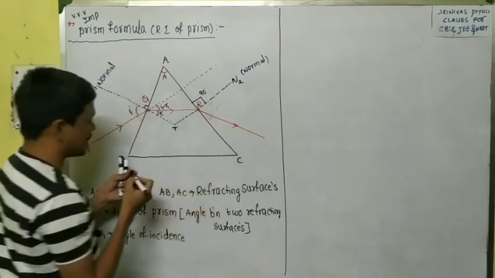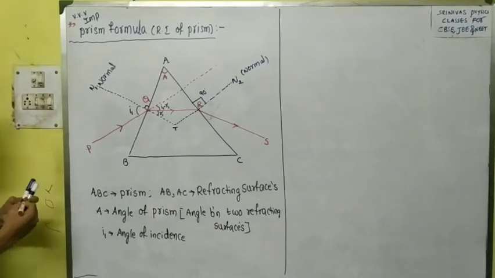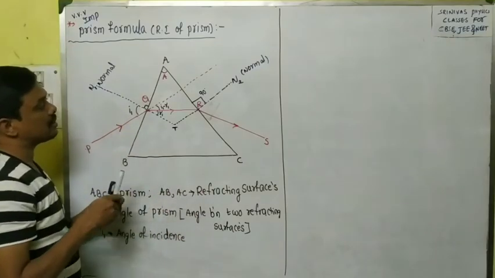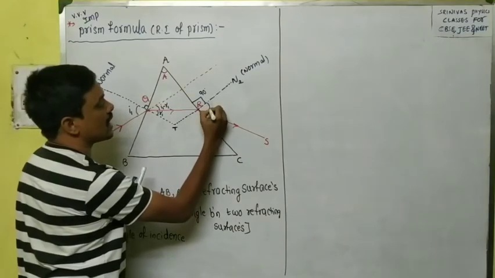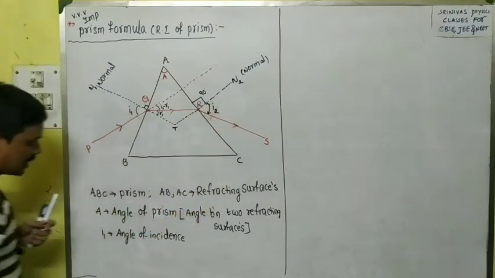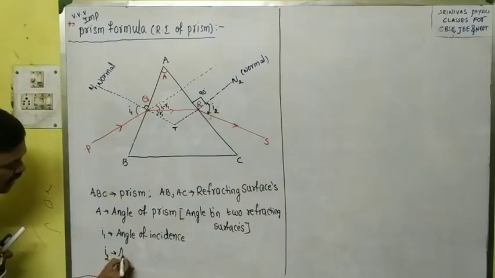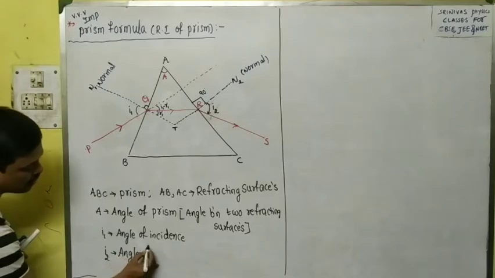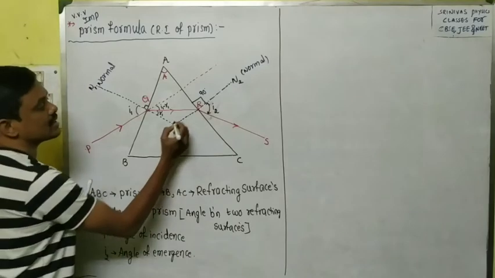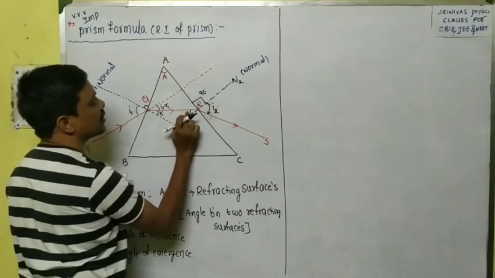This is the emergent light ray, and the emergent light ray is RS. What is RS here? What is PQ here? Okay, RS is the emergent light ray. The angle between the emergent light ray and the normal drawn is called the angle of emergence. I2 is called the angle of emergence. What is I2? Angle of emergence. Okay, right. And this angle we can consider as R2.